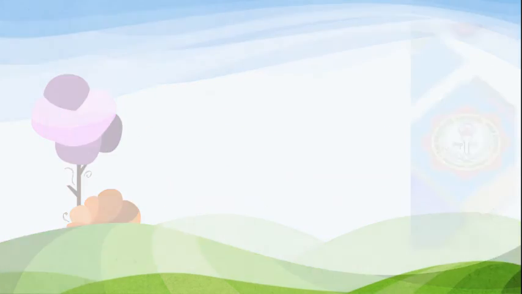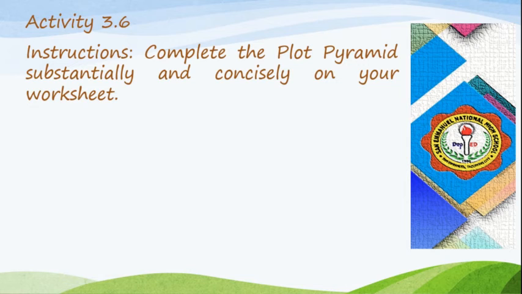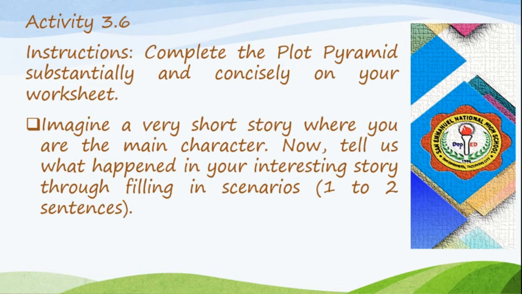Now, let's do activity 3.6. You're going to complete the plot pyramid substantially and concisely on your worksheet. The plot pyramid is already in your module. Imagine a very short story where you are the main character. Now, tell us what happened in your interesting story by filling in the scenarios in one to two sentences only on the plot pyramid provided for you in your module.